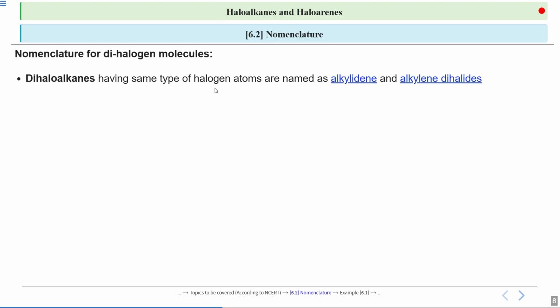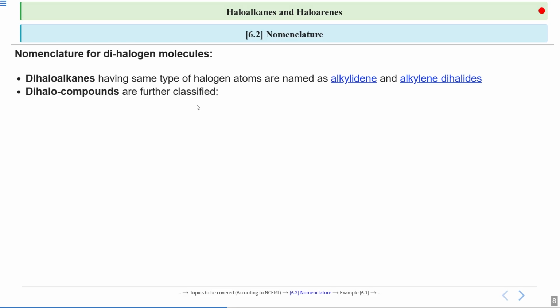Dihaloalkanes having the same type of halogen atoms are named as alkylidene and alkylene dihalides. Okay, so dihaloalkanes, that means alkanes having two halogens connected to them. They have the same type of halogen atoms. So we are considering the case where the same type of halogen atom is present in two numbers. They are named as alkylidene and alkylene dihalides.